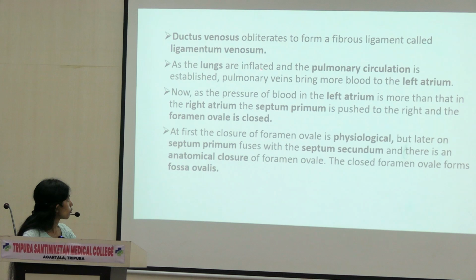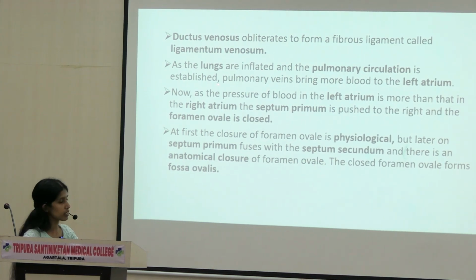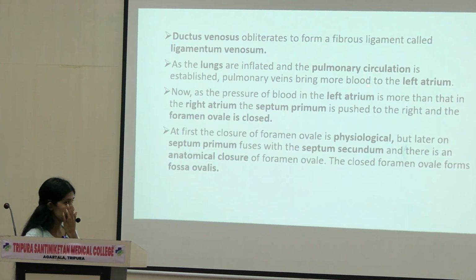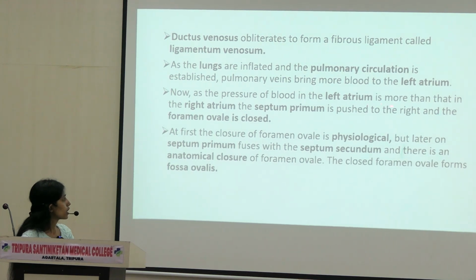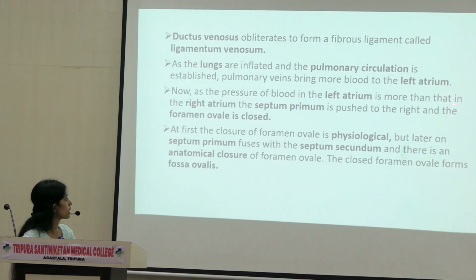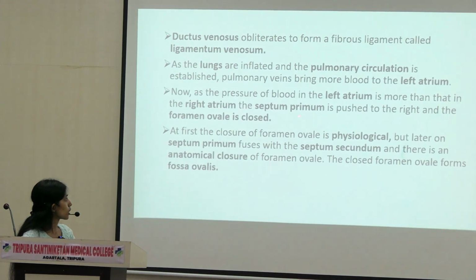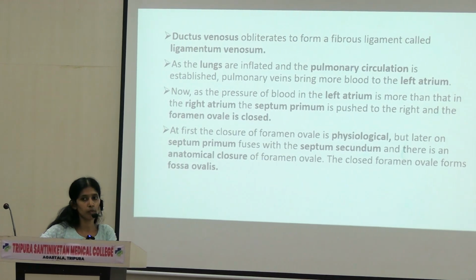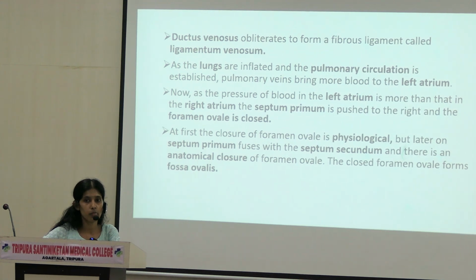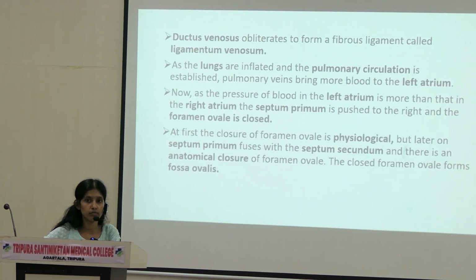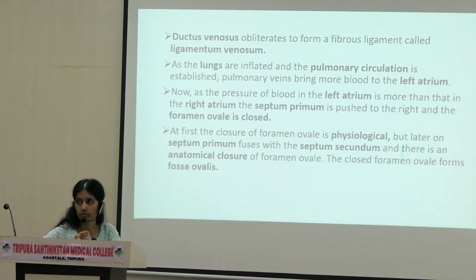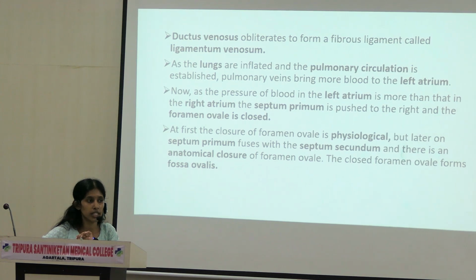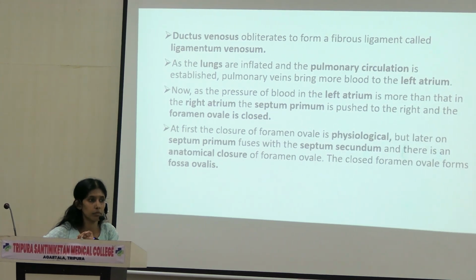As the lungs are inflated and the pulmonary circulation is established, pulmonary veins bring more blood to the left atrium. Now as the pressure of the blood in the left atrium is more than that in the right atrium, the septum primum, where we can see the septum primum and septum secundum or septum intermedium, where we can see those structures, septum primum, septum secundum and septum intermedium.